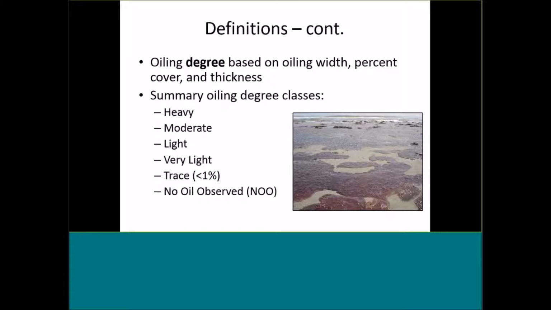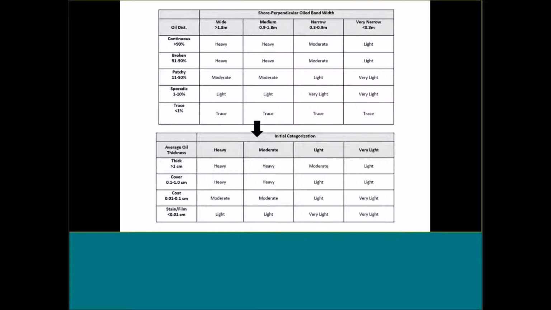So I'll show you very quickly, in a hard-to-read matrix, how this works. On the top left, at the very top, we come in with the oiling width across the shoreline. Use that picture as an example to keep your memory there. So is it wider than about 2 meters? Yes. Is the oiling, in that broken or continuous category, at least more than 50%? Yes. So it would be heavy.